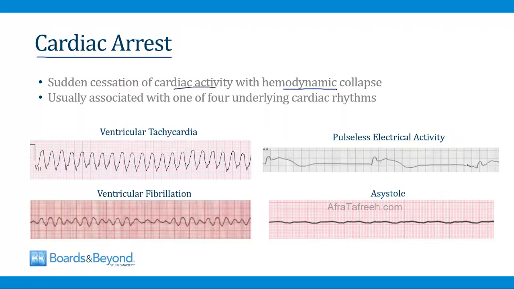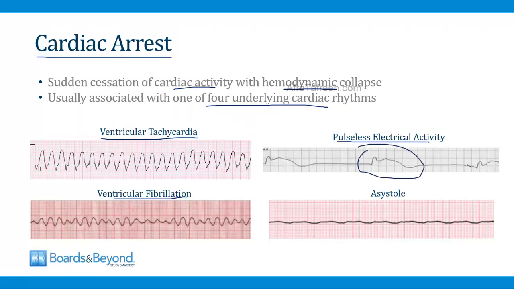And usually when people have a cardiac arrest, it's because they have developed one of four underlying cardiac rhythms, and I've shown all four of these on the screen here. First one is ventricular tachycardia, second one is ventricular fibrillation, third one is called pulseless electrical activity or PEA. This means that QRS complexes are being generated but there is no pulse, that's why it's called pulseless. And then the final one is called asystole.